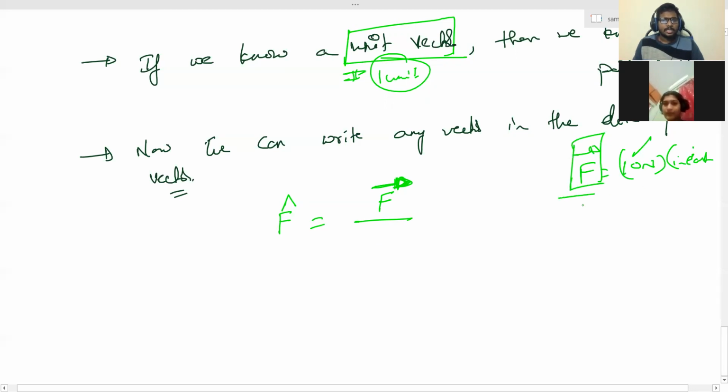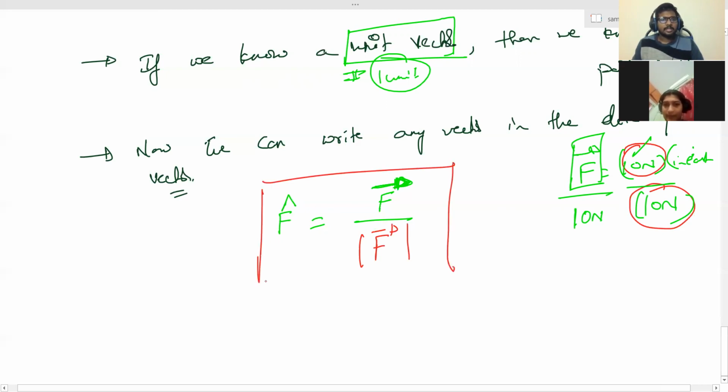What did you do? You divided by 10 newtons, to make it 1 newton. Dividing by 10 newtons is nothing but dividing it by its own magnitude. So the F cap formula you can write like this. You divide the vector with its own magnitude, then you will get that unit vector in the direction. A very important 5-star formula. How do you get a unit vector? If you know the vector, divide it by its magnitude, you will get its unit vector.